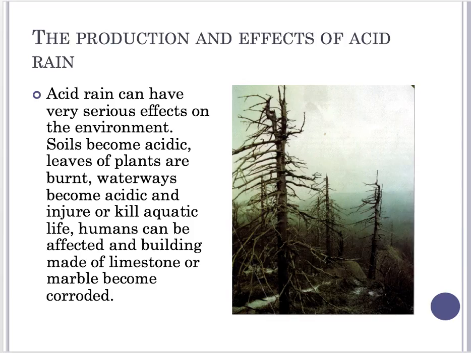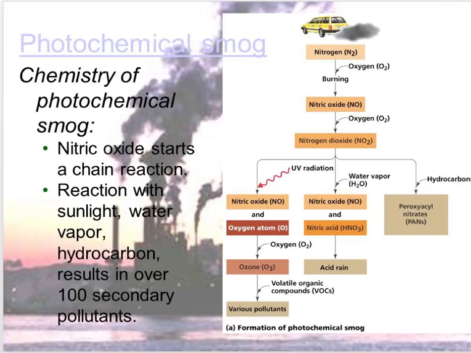Acid rain can have very serious effects on the environment. Soils become acidic, leaves of plants are burnt, waterways become acidic and injure or kill aquatic life. Humans can be affected and buildings made of limestone or marble can become corroded. And we can also produce chemical smog. Nitric oxide starts a chain reaction with sunlight, water vapor, and hydrocarbons, resulting in over 100 types of secondary pollutants.